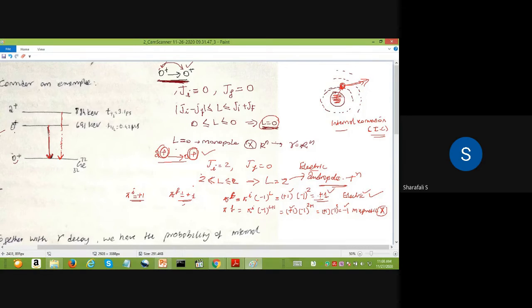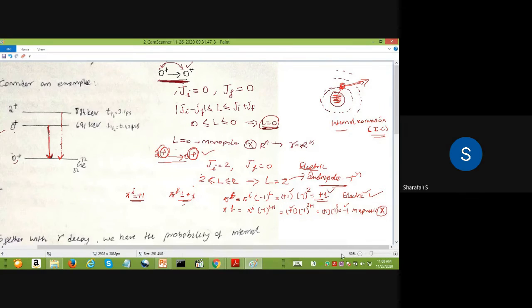This particular transition means an electric quadrupole transition. That means the radiation, that is the gamma radiation, is coming from oscillation of electric quadrupoles. That is the meaning. So it is coming from an electric quadrupole. That's why we call it electric quadrupole transition.